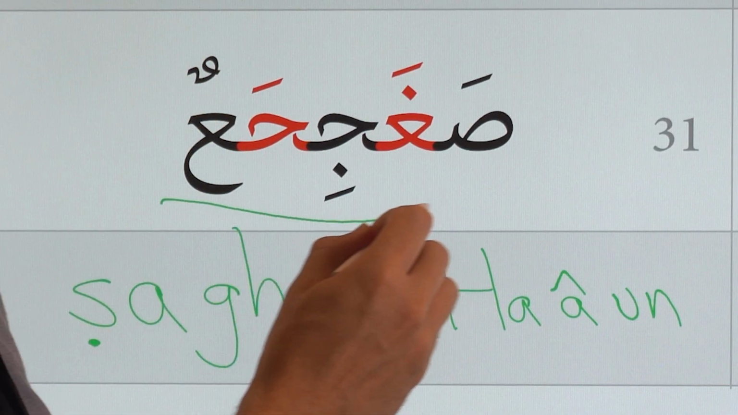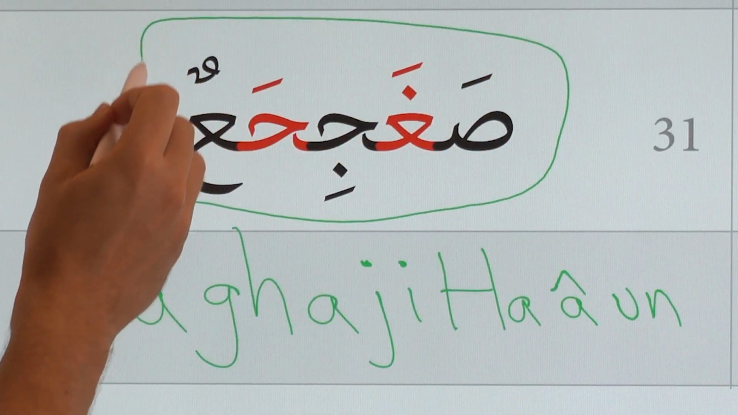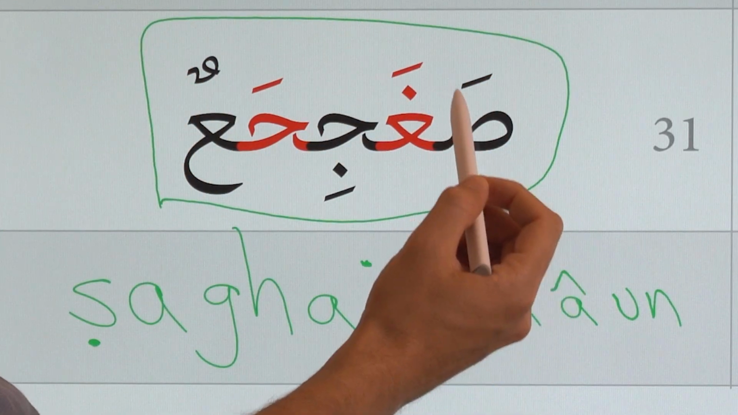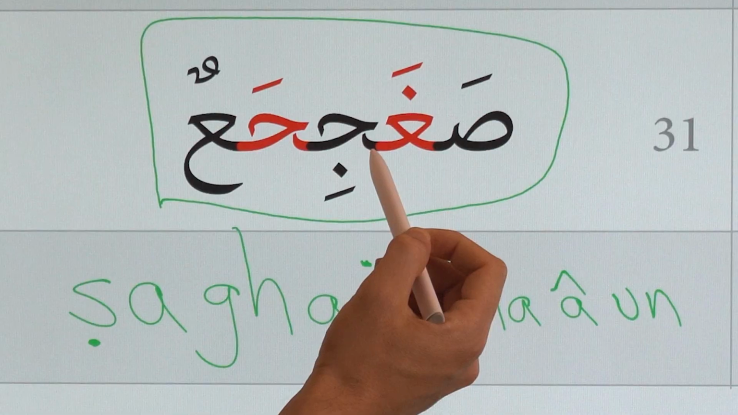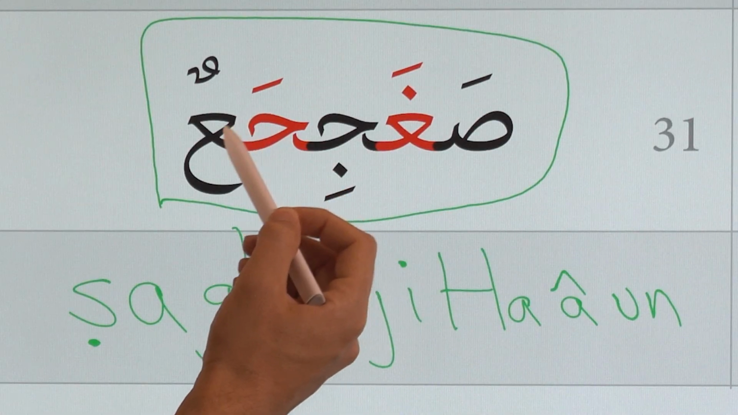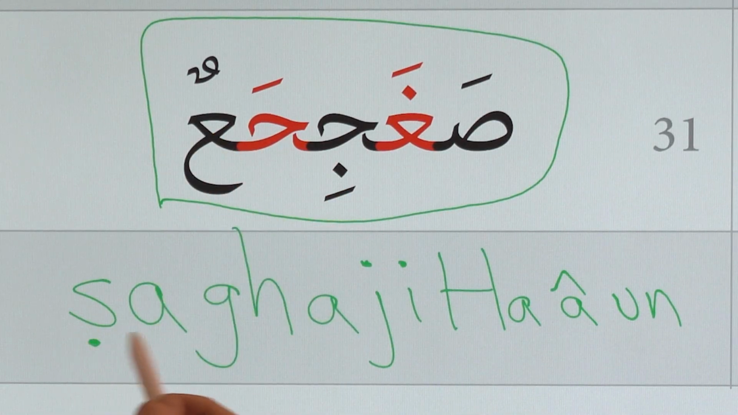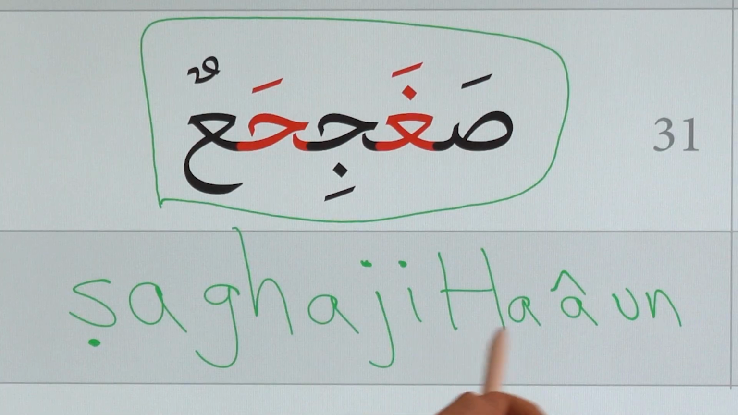So let's see if we can read this entire combination of letters and harakat together. Sa, Ra, Ji, Ha, Un. Sa, Ra, Ji, Ha, Un.